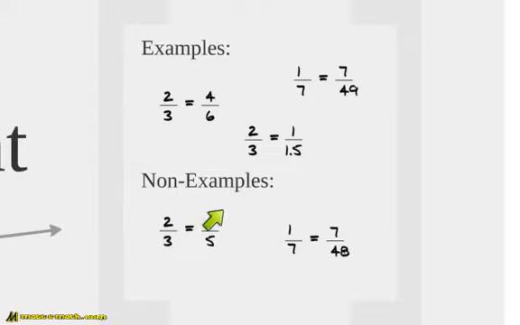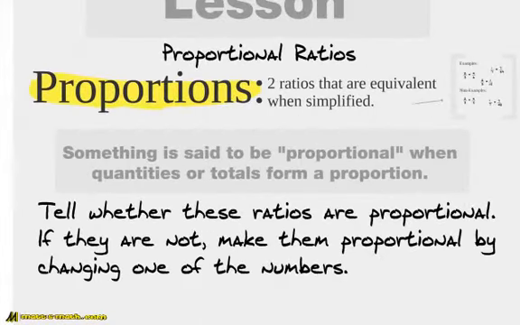But not these guys. If you cross multiply, 3 times 4 is 12 and 5 times 2 is 10. They don't equal each other. Same thing with this. 7 times 7 is 49, 48 times 1 is 48. So one of those is a better rate. They're not fair. And that's really all proportion is. Two fractions with an equal sign in the middle. Right? Something is said to be proportional when the quantities or the totals form a proportion. That's the general statement there.